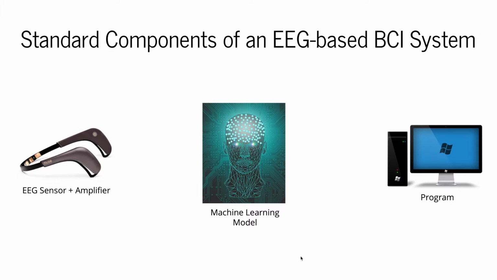Now that we understand what a BCI is, let's go through some standard components of an EEG-based BCI. Firstly, we have the EEG Sensor and Amplifier. This sensor would detect EEG signals of the user and then transmit it to the machine learning model. What the model does is then to classify the incoming EEG signal. In this case, the model will output its confidence that the EEG signal represents the user being in attention. The model then sends this confidence level to the program, which may treat each input differently.